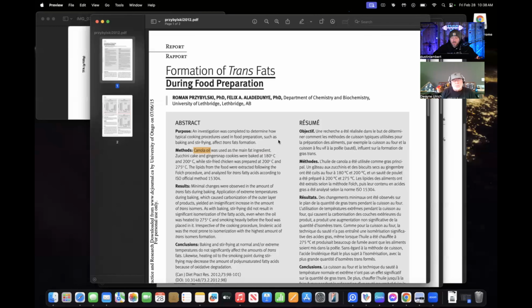Yeah, the reheating thing, we're going to see, seems to be a big factor here. So this one, we're looking at canola oil only. And what they did is they made zucchini cakes or ginger snap cookies, and these were baked at either 180 Celsius or 200 Celsius. And then they had a stir-fried chicken that was prepared at 200 Celsius and 275 degrees Celsius. So holy cow, this is stir-fried, so you're frying it up in a pan.